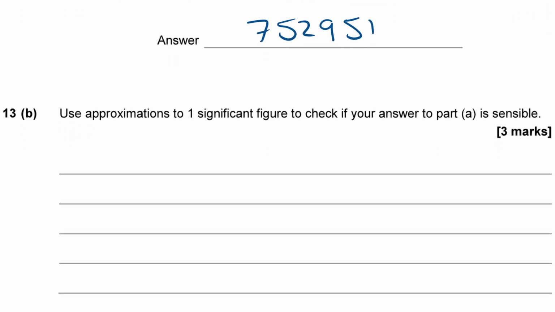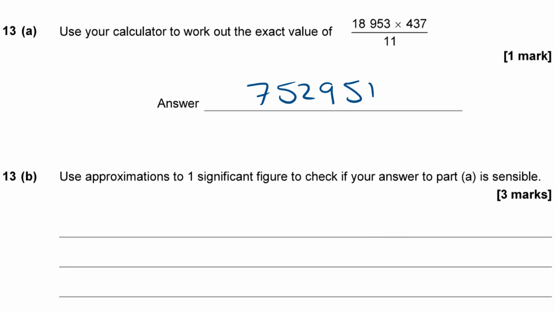Okay, part B says use approximations to one significant figure to check if your answer to part A is sensible. Approximating like this is quite a good way of just double checking your work, because you can do it quickly in your head. So if I was to round off each of those numbers to one significant figure, I'd be rounding that one off after the first digit.